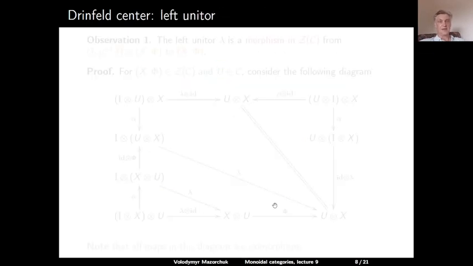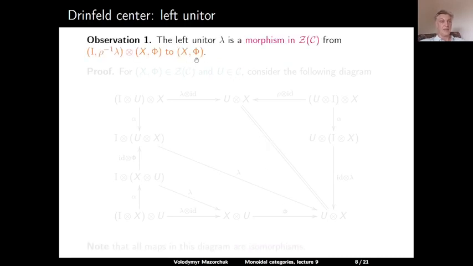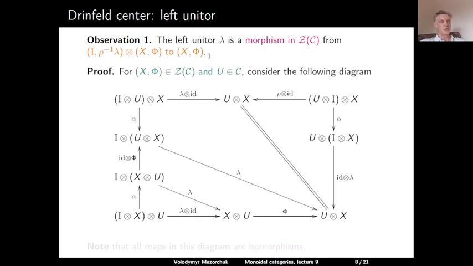Next, let us define the left unitor in the Drinfeld center. And the claim is that the left unitor lambda in category C is actually a morphism in the Drinfeld center from the tensor product of I, rho inverse lambda with x, phi to x, phi. To prove this, we consider the following big diagram. So we have x, phi in the Drinfeld center, and U is an object of C. So we consider the following diagram.